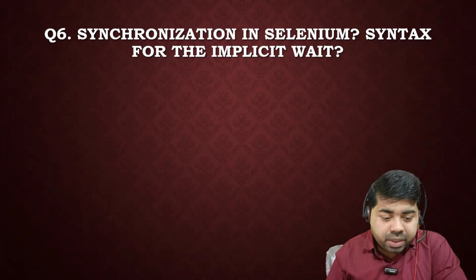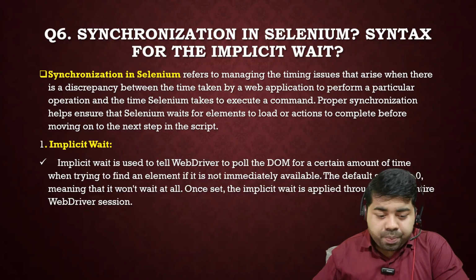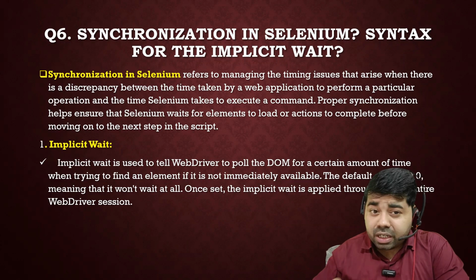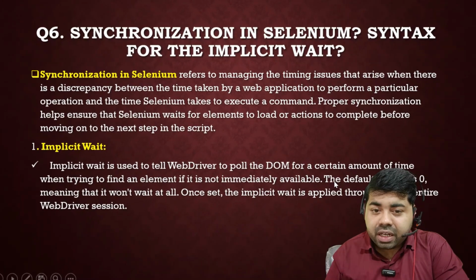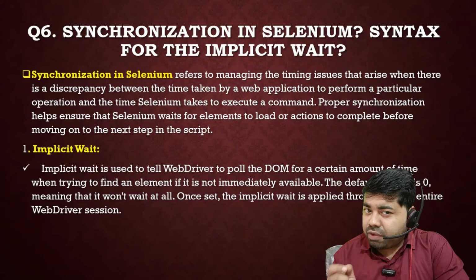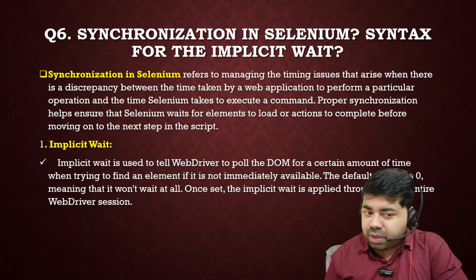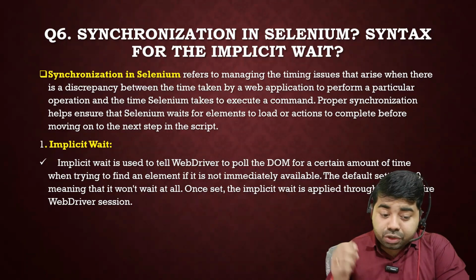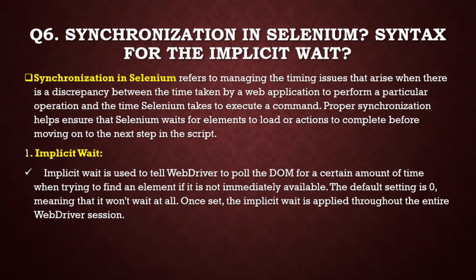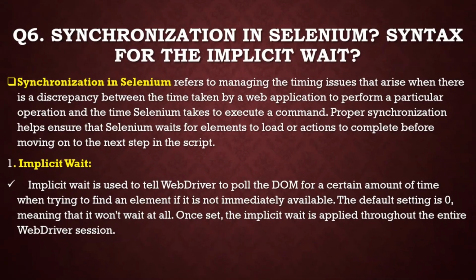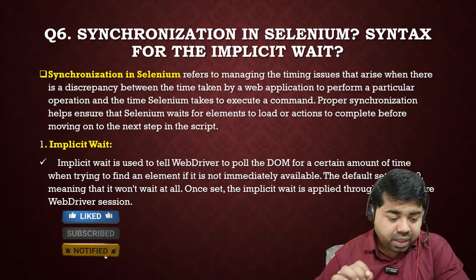Okay, so in the implicit wait, it will wait for a certain amount of time. Suppose you are defining 10 seconds, so it will wait for a certain amount of time. If it exceeds more than 10 seconds, your script will fail. So implicit wait is used to tell the web driver to poll the DOM for a certain amount of time when we are trying to find an element, if it is not immediately available. The default setting is 0, so if you're not defining anything, it will be 0.